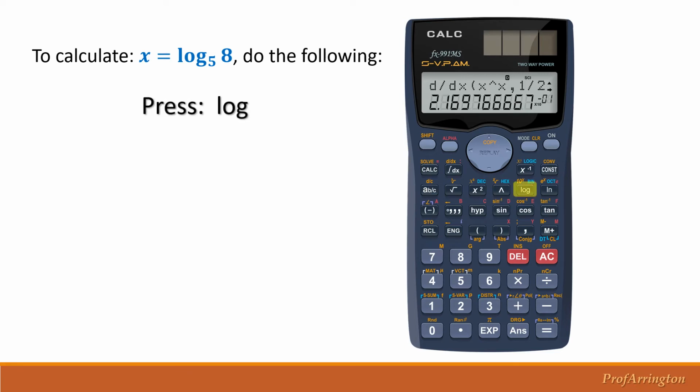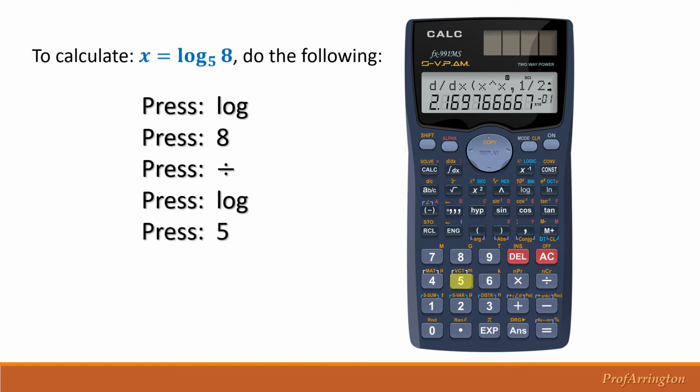Press log, press the number, and if it's multi-digit, you type in all of the digits for that number. Then you hit the division sign. In this case, it's the line with the dots above and below. On your calculator, it may be a slash, so you need to know how your calculator works. Then you press the logarithm button again, and then type in the base.